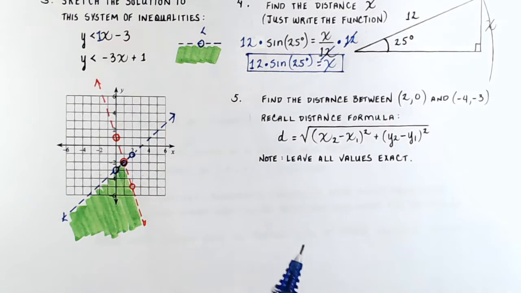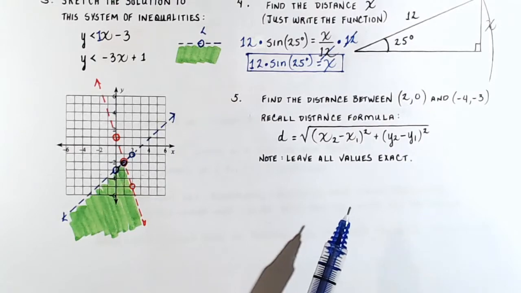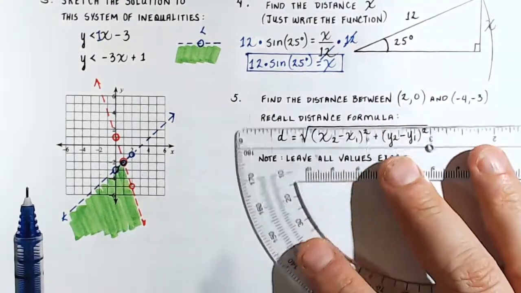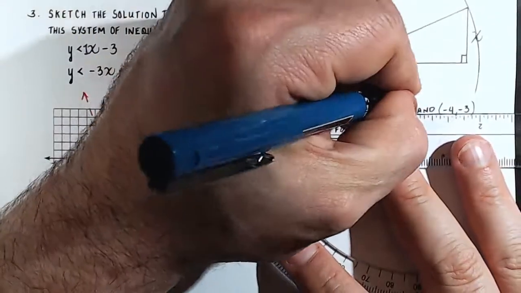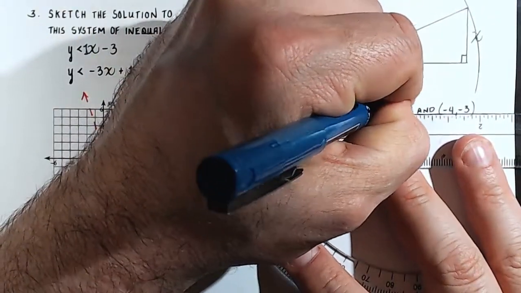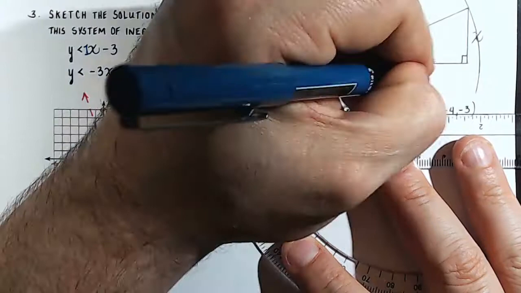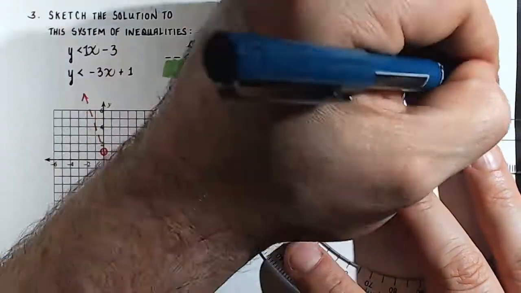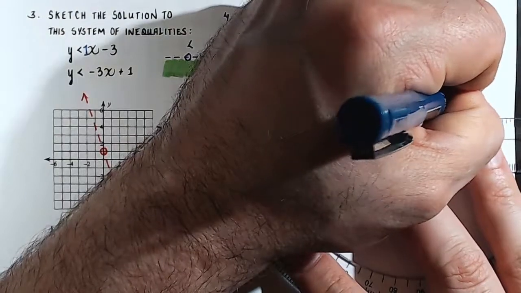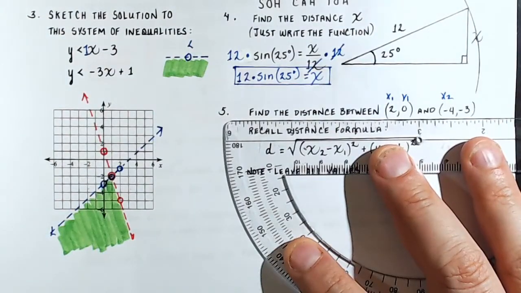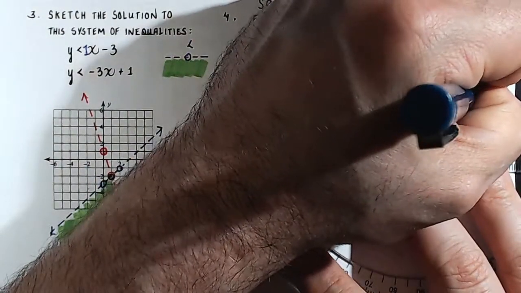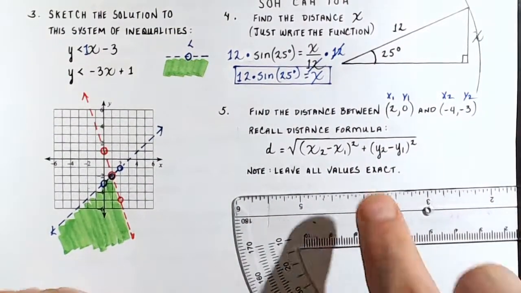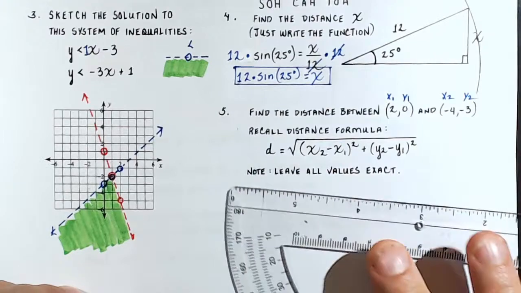Okay, so the first thing we need to do is label these points. I'm going to label 2 as x1 and 0 as y1. And then -4, I'll label that as x2, and -3, I'll label that as y2. Once we have those labeled, we can just plug them into the distance formula.